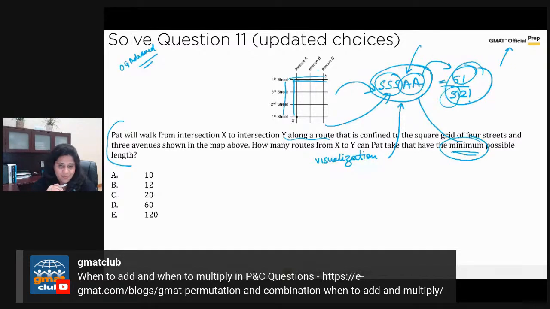Does this make sense? So again, good question. How do you figure out? That is what goes into your translation of this question into a string question with 3 S's and 2 A's. That is the information that takes you there.